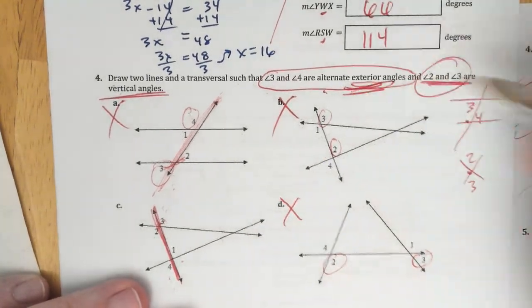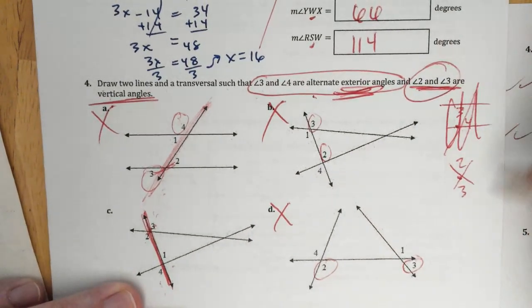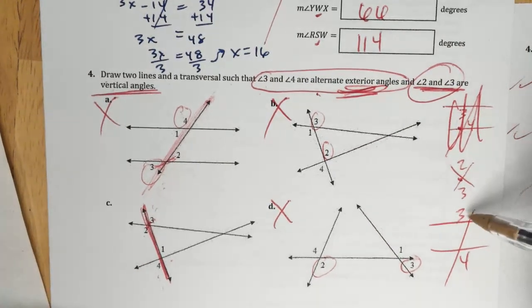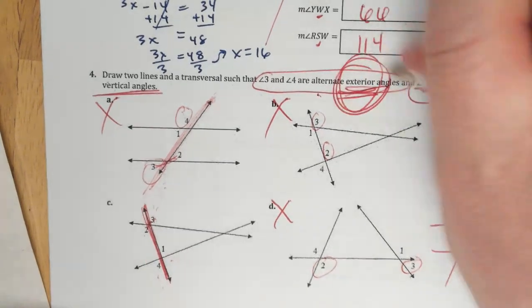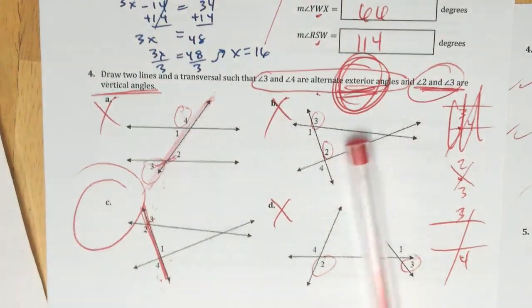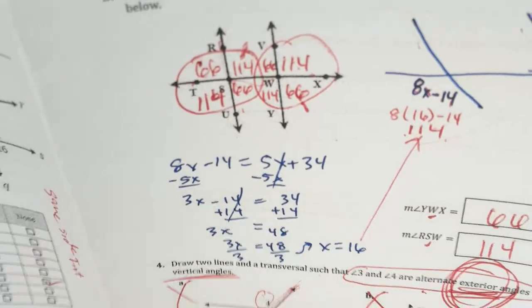Exterior. Gosh darn it. Exterior angles. It's supposed to be like this. Man, hate when I make typos. So 3 and 4, they're exterior angles. Gosh darn it. Okay, so 3 and 4, exterior. So that was the answer for that one. Okay, so that was 4.